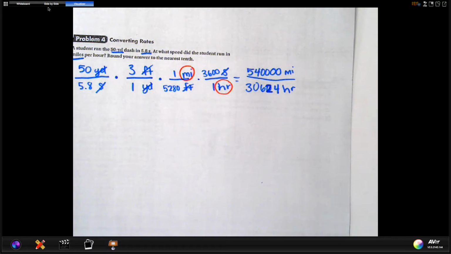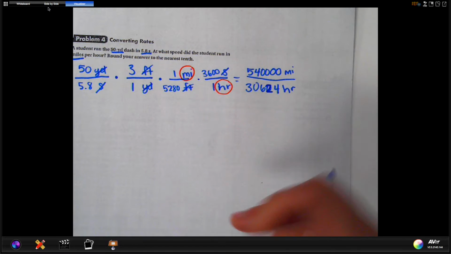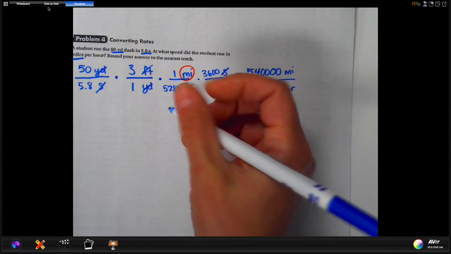All right, so now you've got this big old fraction here. What do you think you do at the end? You simplify or divide, okay? It's okay to get a decimal at the end of these because you're doing it per 1. So you want to do top divided by bottom. And what do we get?